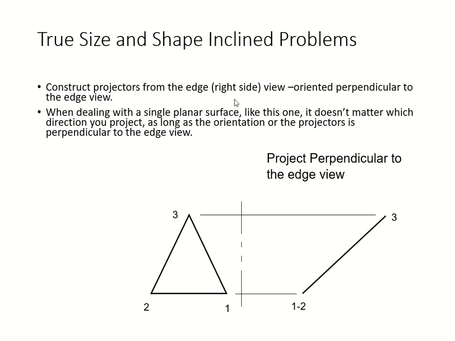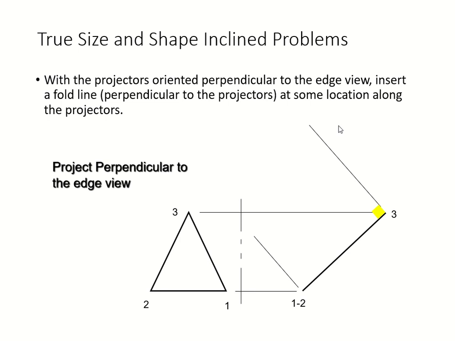So again, first we're going to construct the projectors from the edge view. How are we going to construct it? Some students don't understand this dash. This is just telling you this is how we're going to construct the projector. So it means that the projector is going to be oriented perpendicular to the edge view. So you already know this. The edge view has got to be perpendicular to this. Okay, so let's see the drawing. So here we go, we put it in. See? Projectors oriented perpendicular to the edge view, your right side view.